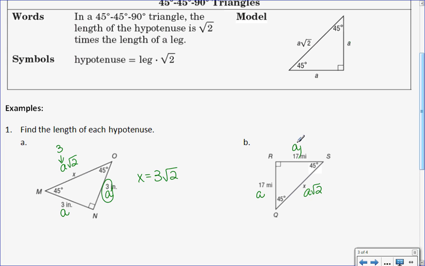So once again, let's take a look at one of the sides we know. That tells me that A is 17. So we can replace A here with 17, and we'll have that x is equal to 17 square root of 2.